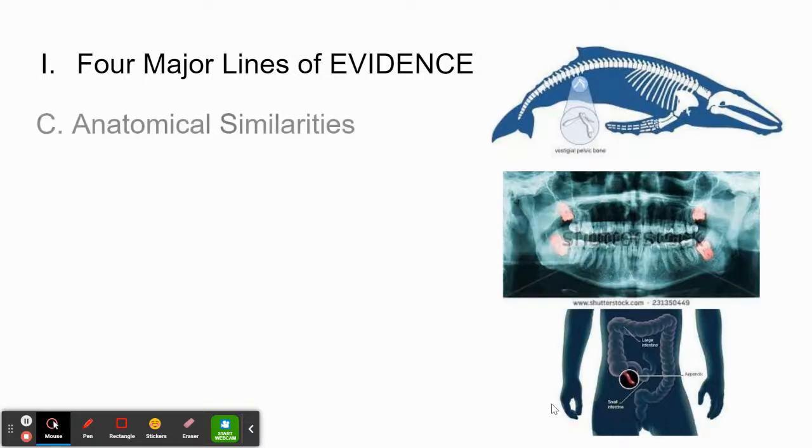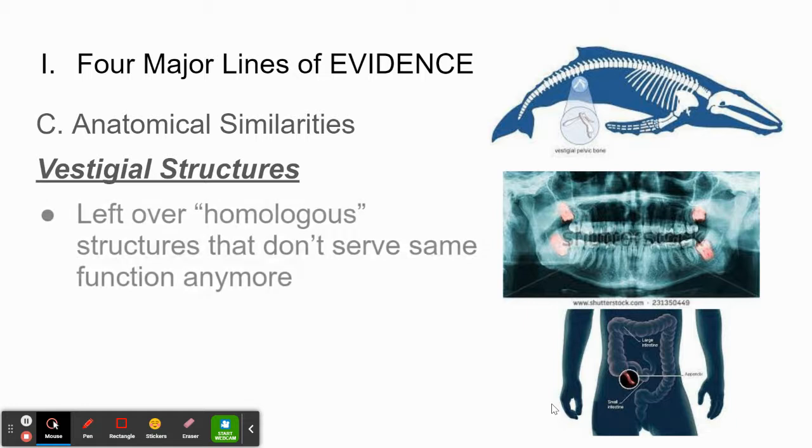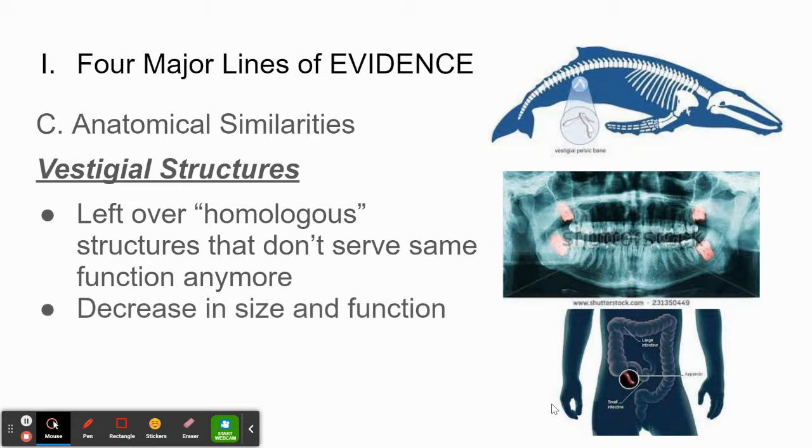I want to talk about vestigial structures here for a second. That word sounds kind of interesting or weird, but vestigial structures are really leftover homologous structures. They don't really serve the same purpose that they used to. And so as a result, over time, they've decreased in size and also in function. And so there are a couple of common examples of vestigial structures on the screen.